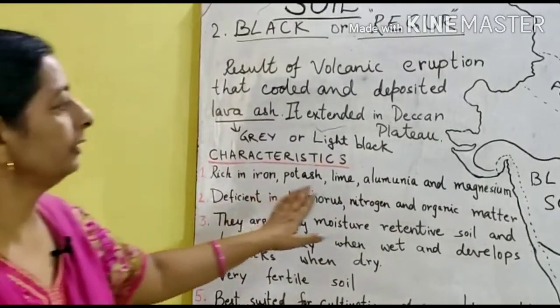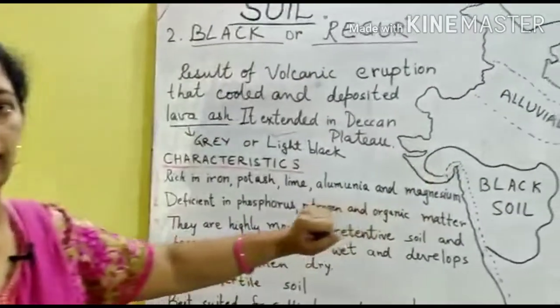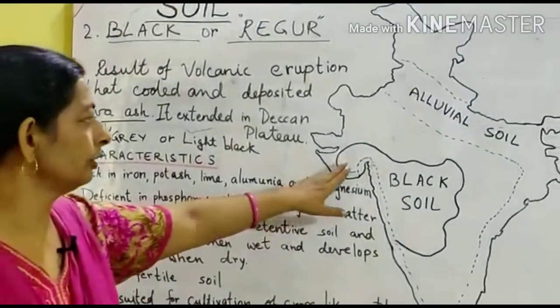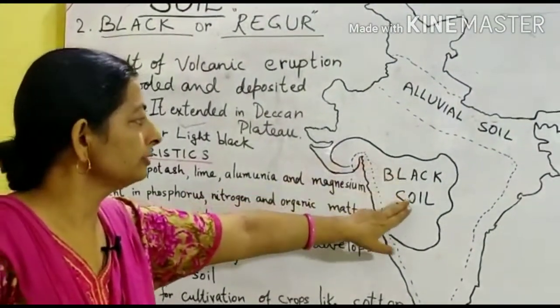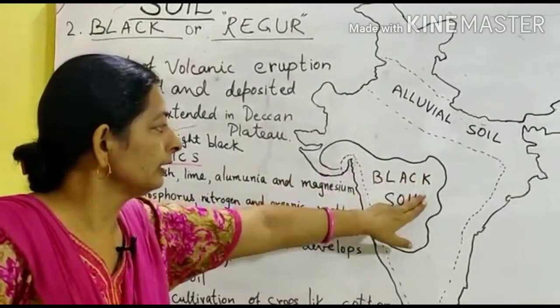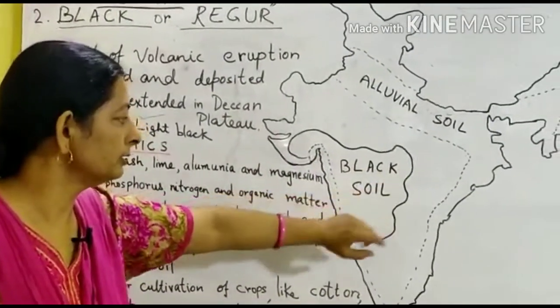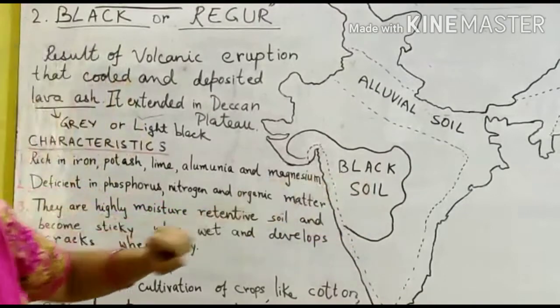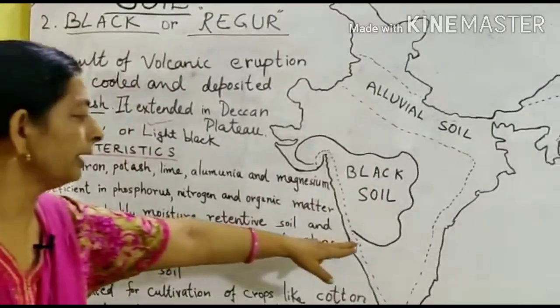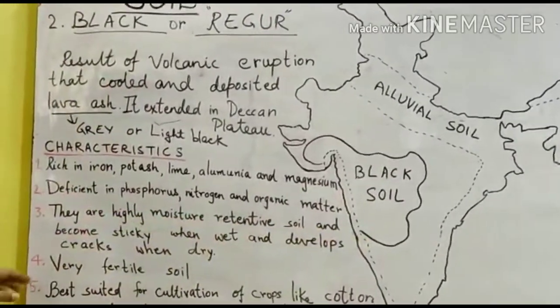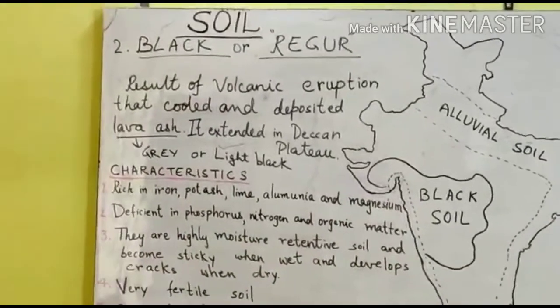Now this soil extends over a large part of the Deccan area and comprises the states of Gujarat, Maharashtra, southern UP, western Madhya Pradesh, few parts of Andhra Pradesh and the northern parts of Karnataka. Now let us see what are the characteristics of this soil.